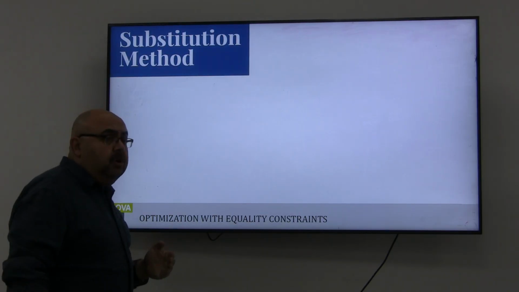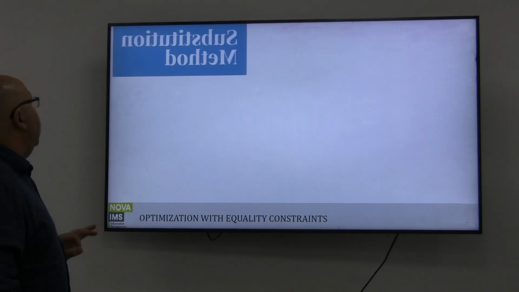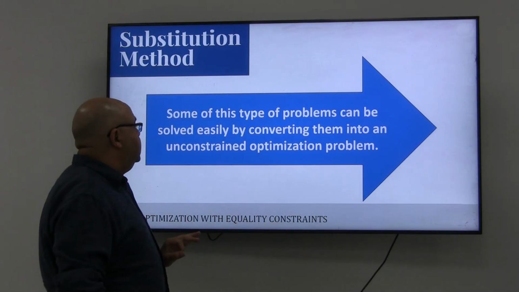There are plenty of methods to use. We will consider three main methods. The first of them is the method of substitution.